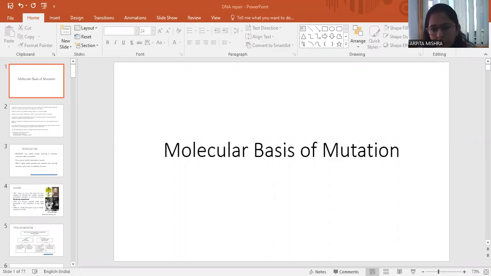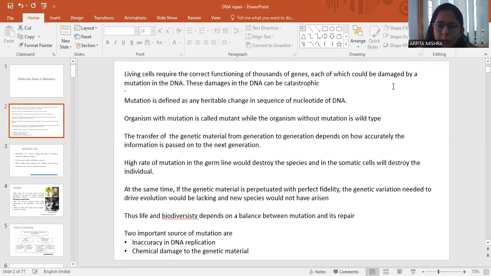Today, mutations: what mutations are and what types of mutations there are, etc. So let's start with that. The first thing is why we need mutations, or what are mutations? Mutation is defined as any heritable change in the sequence of your DNA.